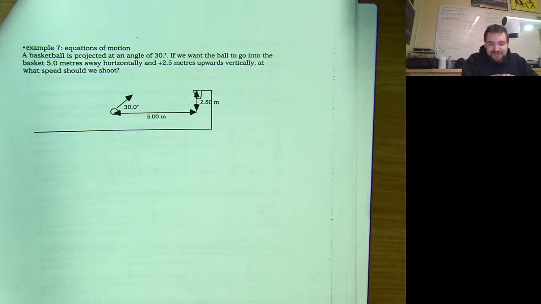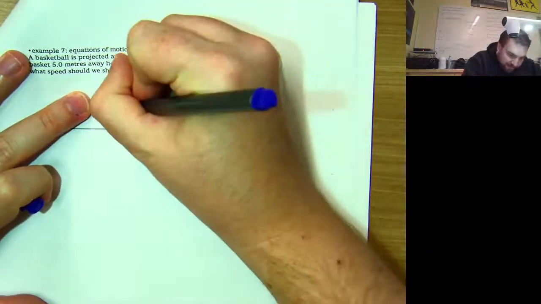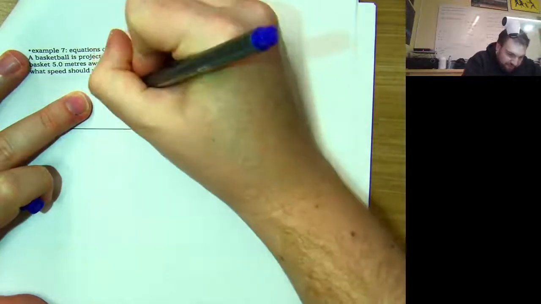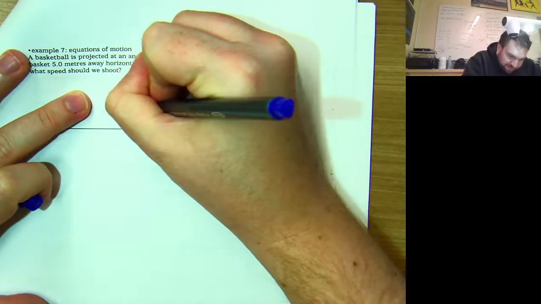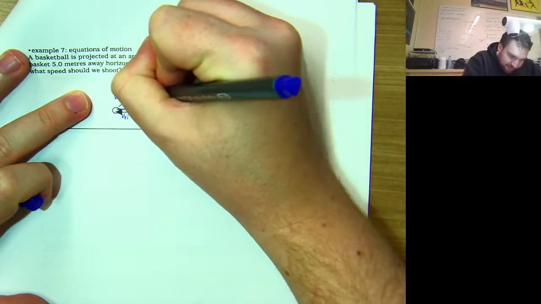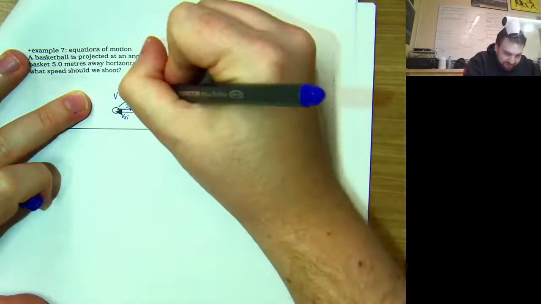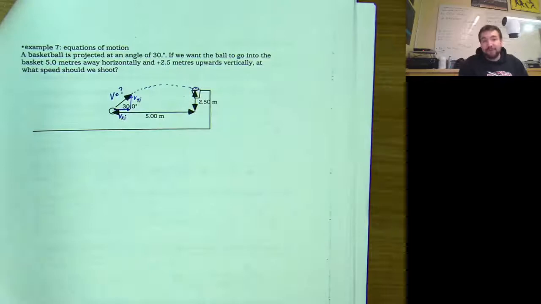This is what's going on. This is a cool problem to look at here. So we've got a basketball being thrown. We're looking for V. So there's going to be a Vx initial and a Vy initial. We want the basketball to go in the hoop. How do we do this?